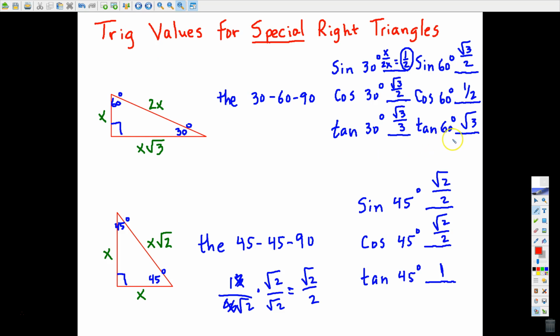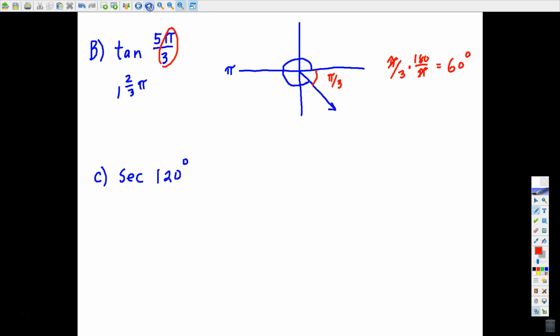So let's go back to our special right triangle, and we know that tangent 60 degrees is square root of 3. However, we've got to be careful because in quadrant 4, cosine is positive and sine is negative. Cosine is the x-coordinate, sine is the y. And if you divide negative by positive, you're going to get negative. So tangent is negative in this quadrant where this terminal side falls, and so our answer is going to be the negative square root of 3.